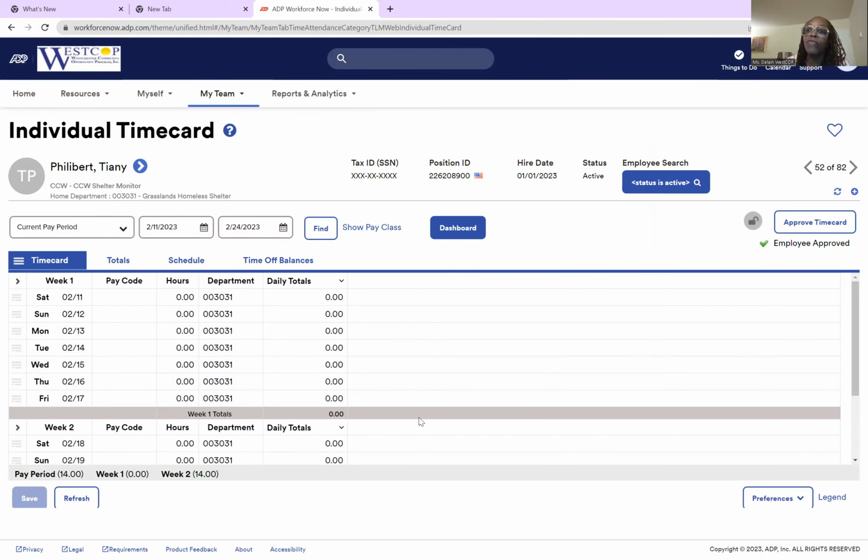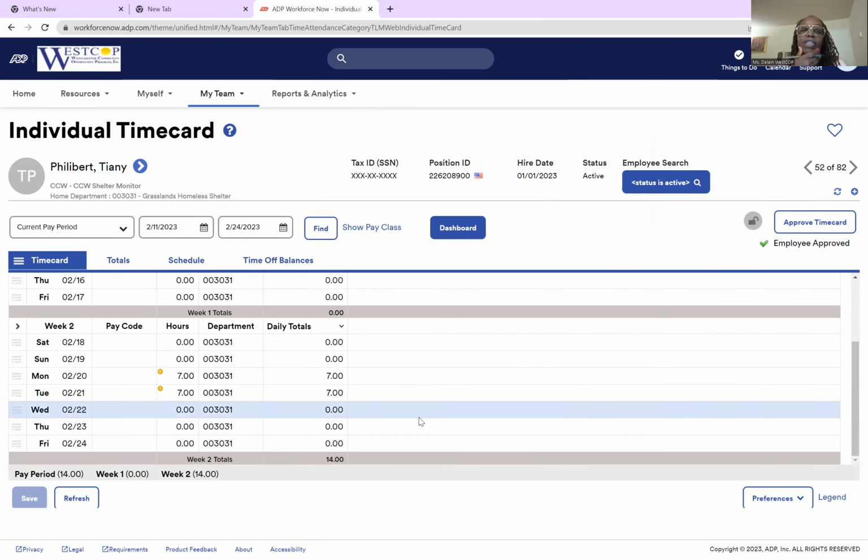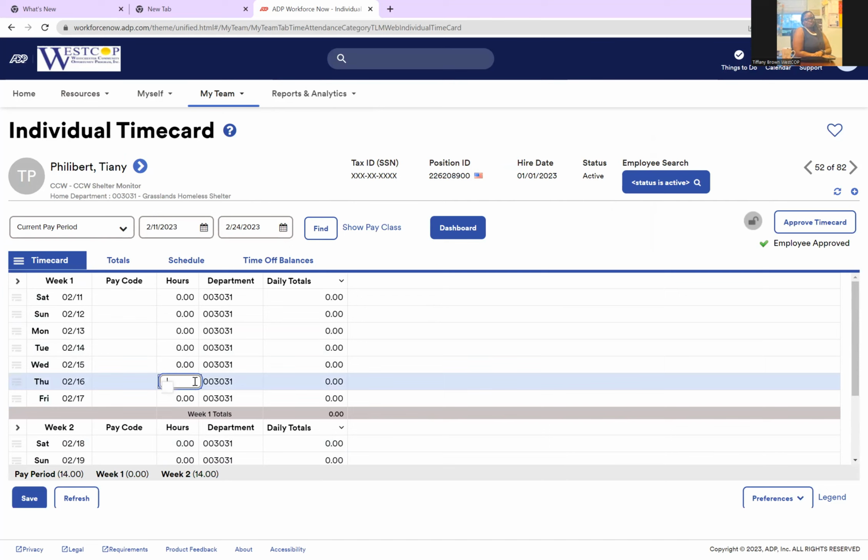She was out on vacation all last week. So she wasn't out on vacation. She was out on a bereavement. What are her normal days off? Her normal days off are Wednesday and Friday. Okay, so she's normally off Wednesday and Friday. So she was out Thursday, correct? Yes. So this is how that would look.